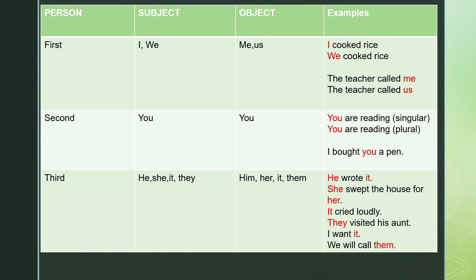When we use he, we refer to the male gender. When we use she, we refer to the female gender. And when we use it, we refer to neutral gender, or we refer to things and animals. They is used as a plural. For example, he wrote a book. He wrote a book. He is a subject, a third person.